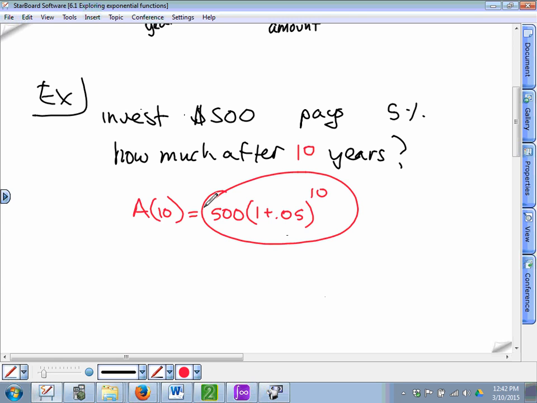It's so easy that most of you can do. What's that? 5%, that's pretty good interest rate. Really? How is that normal? No, that's a little high.